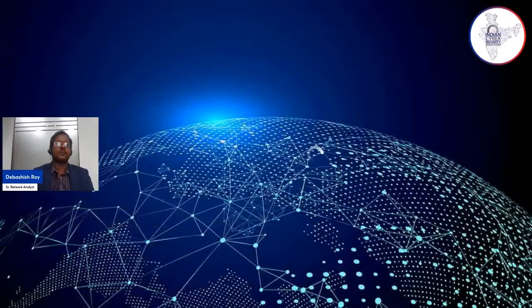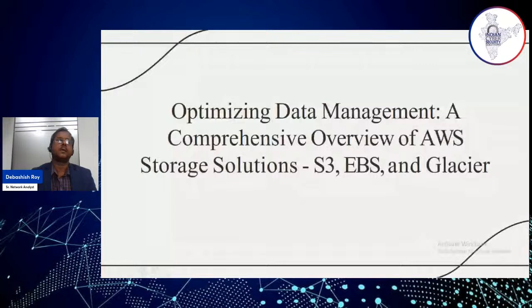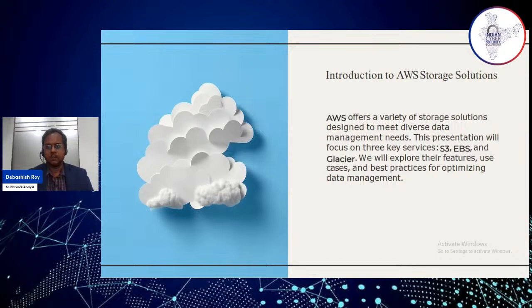So let's discuss with details. We'll discuss optimizing data management, how to do that, a comprehensive overview of the solutions S3, EBS, and Glacier service. So AWS offers a variety of storage solutions designed to meet diverse data management needs. So you'll have different storage for different needs, like S3, Simple Storage Service, EBS, Elastic Block Storage, and Glacier. Now, definitely we'll explore the features, use cases, and best practices for this. And these are all used for data and storage management.